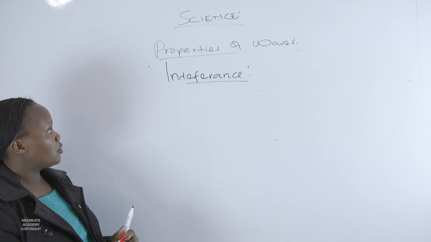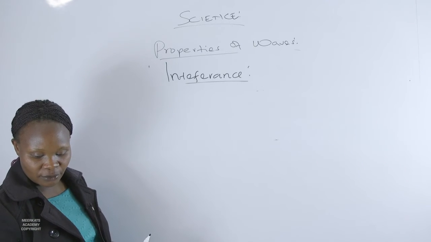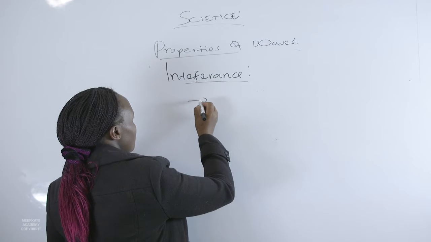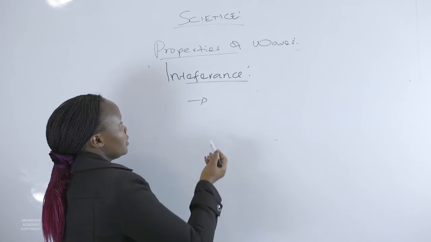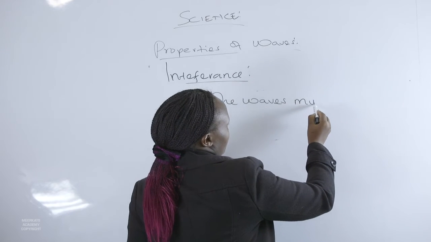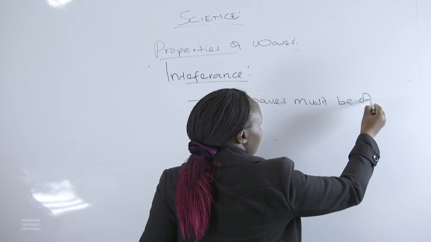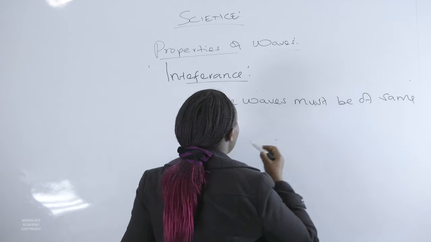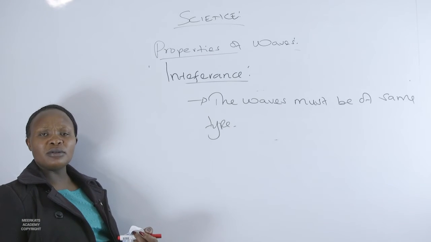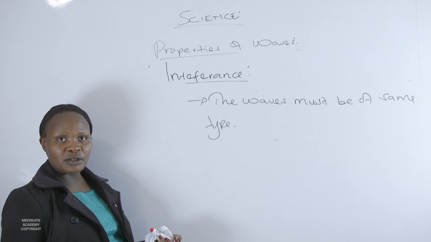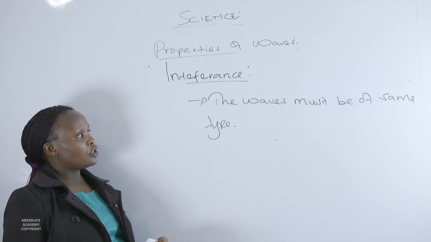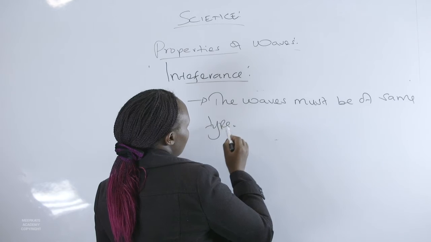Therefore, what we mean is that we have conditions where interference will take place. Number one is that the waves must be of the same type. For example, you cannot talk about interference of a longitudinal and a transverse wave. They have to be both longitudinal or transverse for us to have some results.